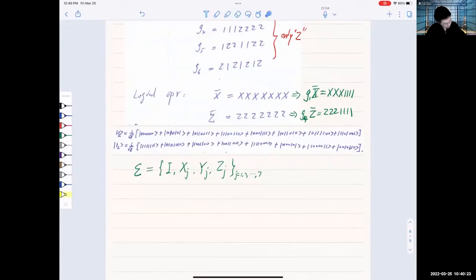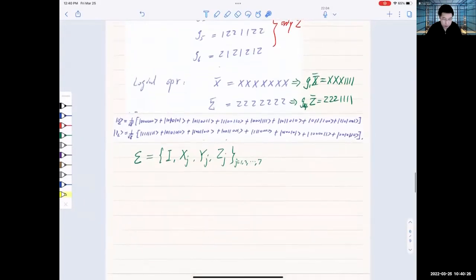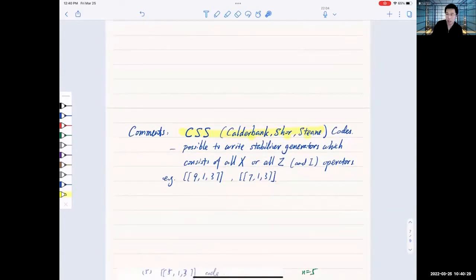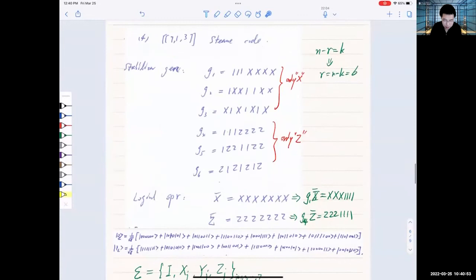And then all the codes we've talked about belong to a class called the CSS code. It naturally establishes the connection between classical error correcting codes and quantum error correcting codes. Basically, the essence of a CSS code is that if there are 2 classical codes which satisfy a certain condition, you can put them together, and that can give you a good quantum code. Here, for the 7-1-3 code, the stabilizers associated with all X correspond to one version of a classical code, and here is another version of classical codes, and you put them together, that can give you a good design of quantum codes.